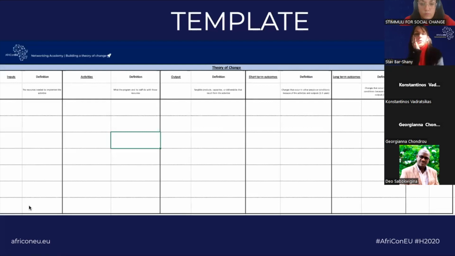This is the tool that we made for you. It goes with each one of the categories I just mentioned: the inputs, the activities, outputs, outcomes, and impact. We define each of them. We will be sharing this with you so you can take it back and work with your team on it. And we will also be practicing it right now.